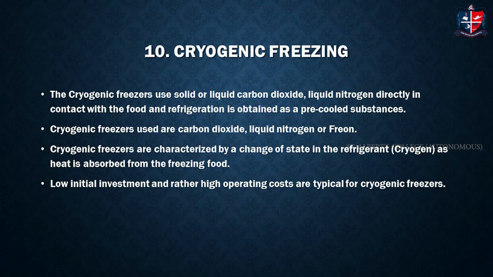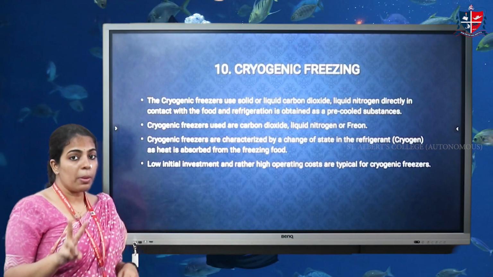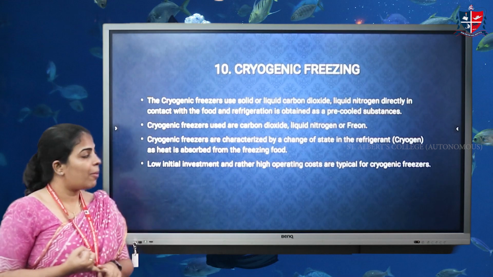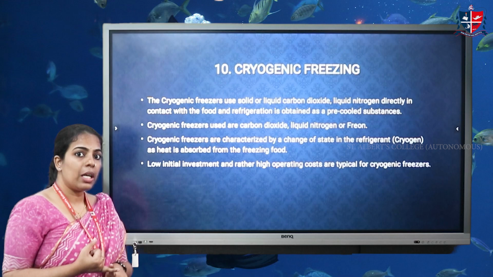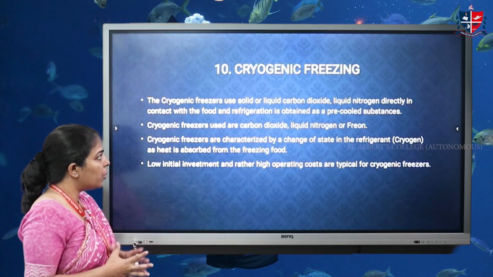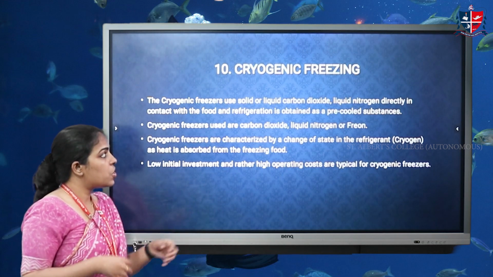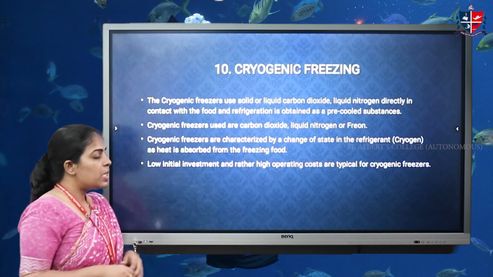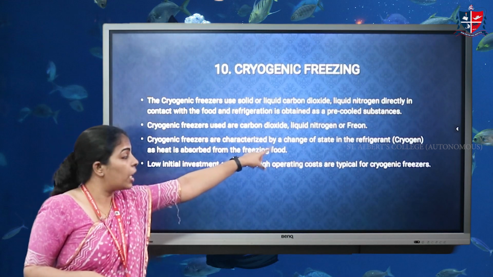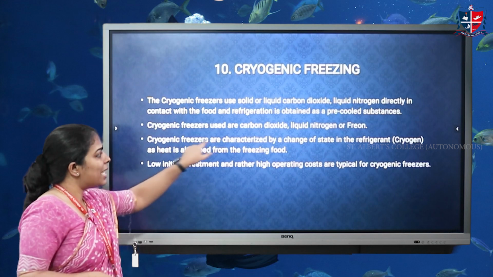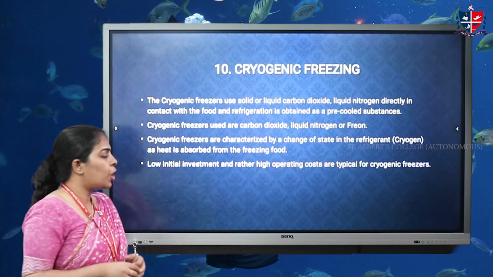Now, the last one is cryogenic freezing. As the name denotes, the cryogenic freezers use solid or liquid carbon dioxide or liquid nitrogen. These are commonly used in this method, where the refrigerant is in direct contact with the food, and the refrigeration is obtained as a pre-cooled substance. Cryogenic freezers use carbon dioxide, liquid nitrogen or freon, and are characterized by a change of state in the refrigerant or cryogen, as heat is absorbed from the freezing product.